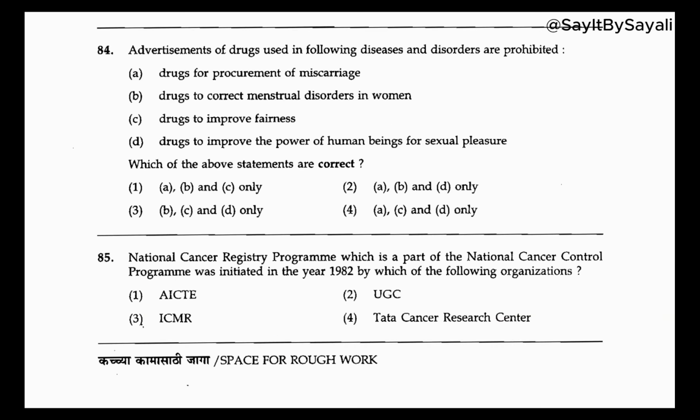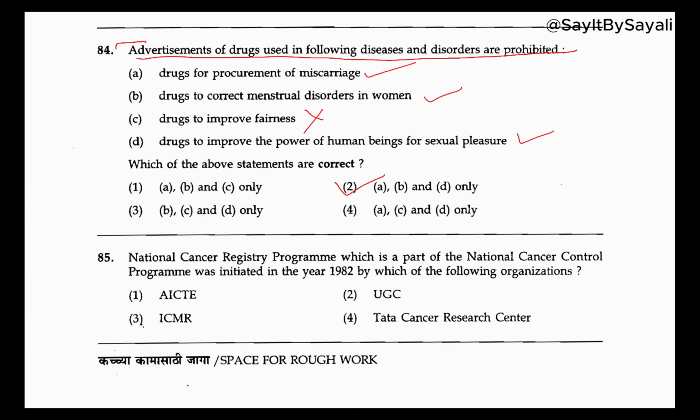Question number 84. Advertisements of drugs used in the following diseases and disorders are prohibited. A. Drugs for procurement of miscarriage. B. Drugs to correct menstrual disorders in women. C. Drugs to improve fairness, this is wrong. And D. drugs to improve the power of human beings for sexual pleasure. These three are correct. So the correct answer is A, B, D only.